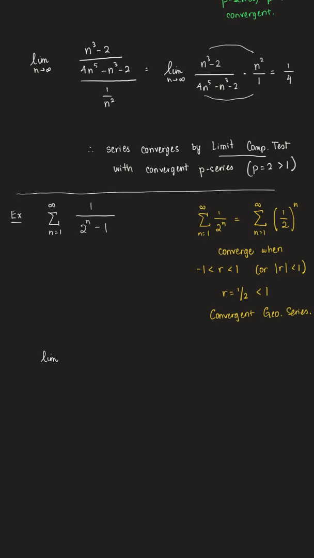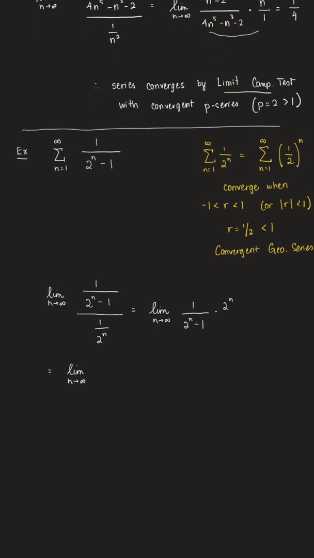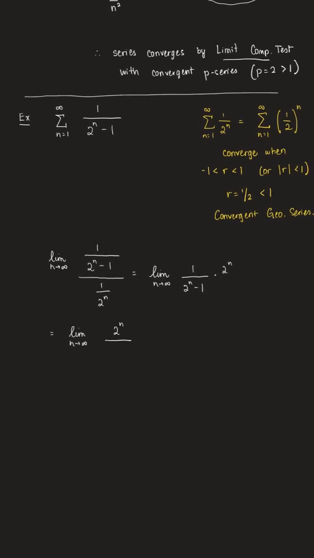So I'm going to take the limit as n approaches infinity, 1 over 2 to the n minus 1. I'm going to form the ratio with the series whose behavior we know. Again, like I've done in the other examples, we're going to multiply by the reciprocal. So we have 1 over 2 to the n minus 1 times 2 to the n. And so this is the limit as n approaches infinity of 2 to the n in the numerator over 2 to the n minus 1. All right, I think this is going to go to 1, but I'm going to try to prove it more formally. I'm going to divide numerator and denominator by 2 to the n.